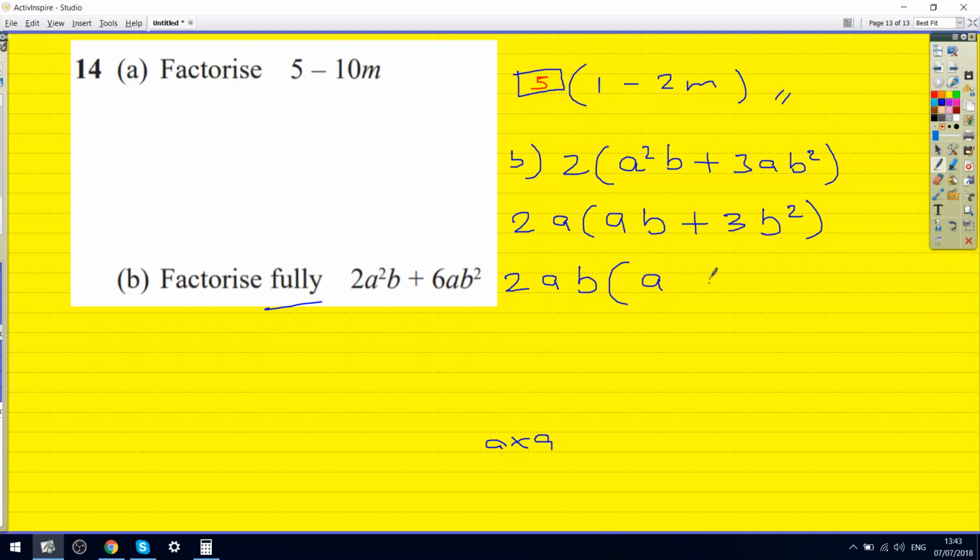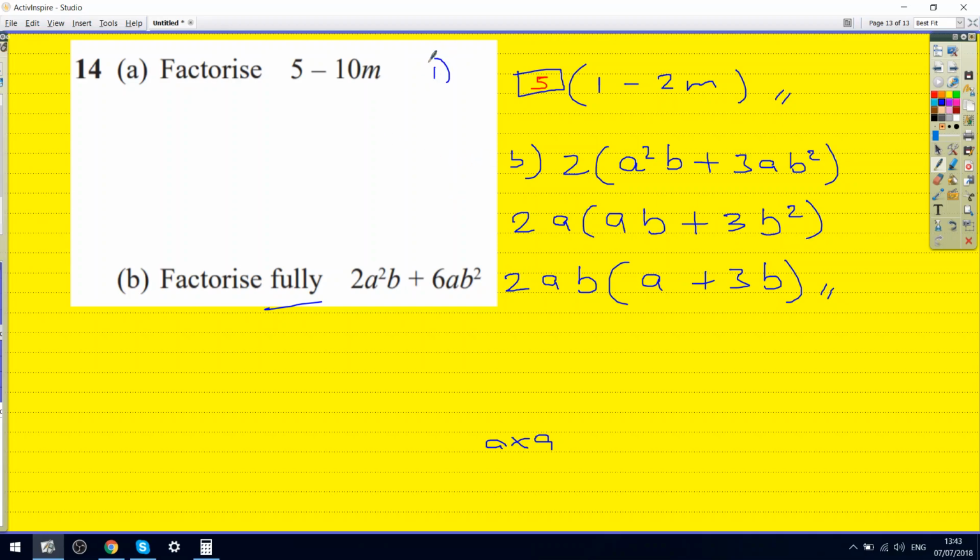A plus 3AB. You don't bring an A back in. B. Yeah, 3B. Yeah, that's it. And so now that's as simple as it will get, as factorized as it will get. If it says factorize, you just factorize it once. If it says factorize fully, then that's a hint that you can factorize it more than once.